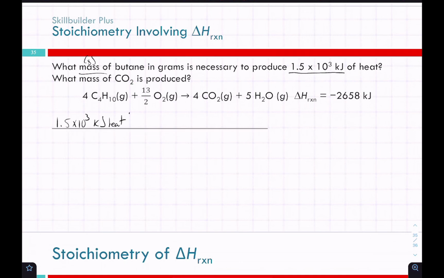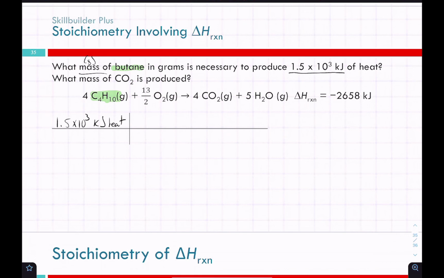So we want to know how much butane. Again, this is one of those things where I will never just tell you, hey, butane. I'll say, because I don't expect you to know how to name butane. So how much butane did it take to make this much heat? Or will it take to make this much heat? If we can go this way, we can also go back. Just replace NH3 with butane.